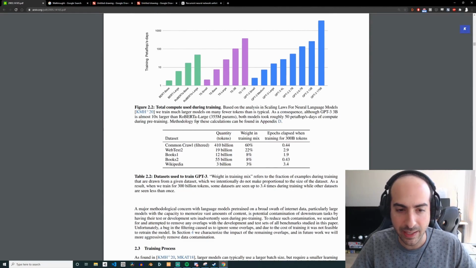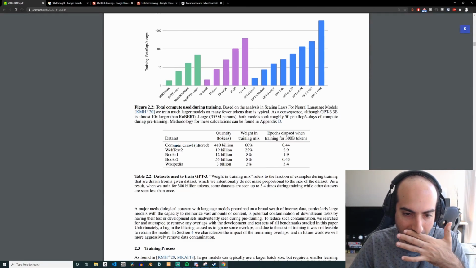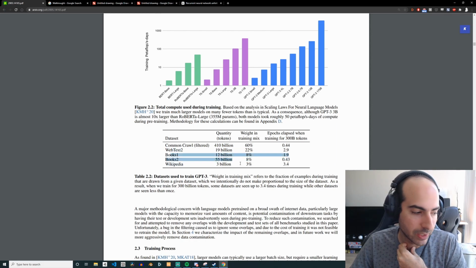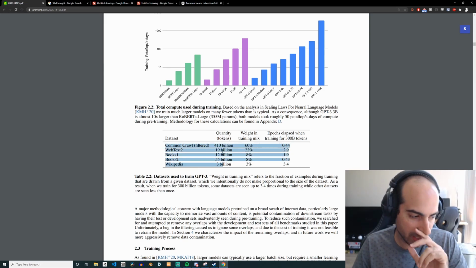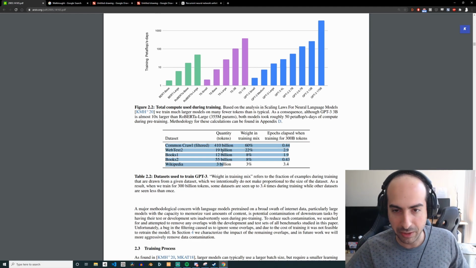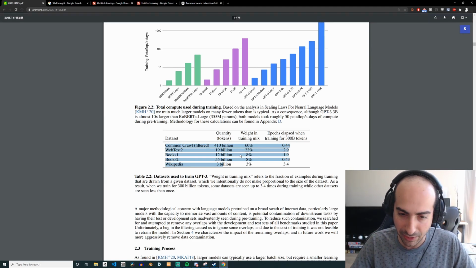And the data set they use is this. They use a data set called the Common Crawl. They use the web text, they use books and Wikipedia. So basically you're feeding it unstructured text from the internet. You're basically just feeding this whole thing the internet. And so it's going to learn everything from the internet, good and bad, because there's all sorts of dumb stuff being said on the internet.